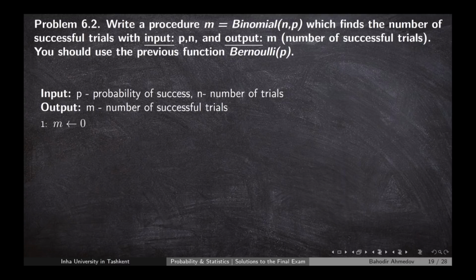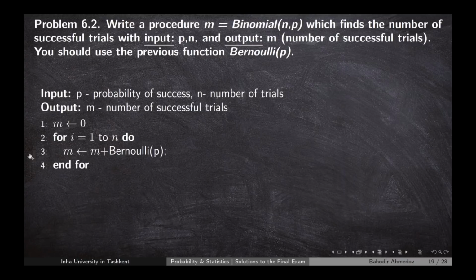And m is going to be the sum of successful trials. So I'm starting with m equal to 0, and I just need to call the Bernoulli trial n times and count the number of times when it returns 1, right? I can count this by summing the output of the Bernoulli trial, because it returns either 1 or 0. When it returns 0, I will not add anything here. When it returns 1, I will add 1 here, so at the end it counts the number of 1s in the n trials. So this is going to imitate the binomial distribution.